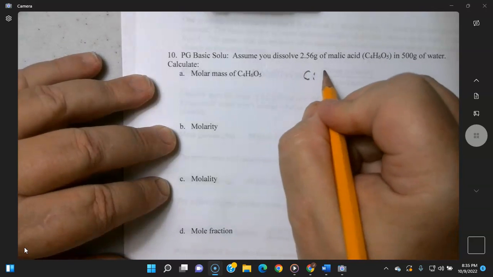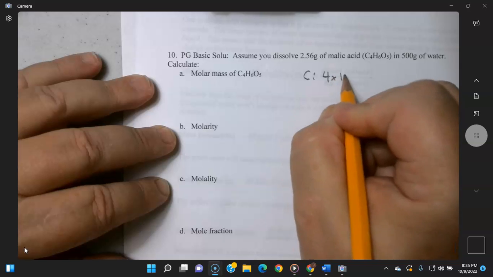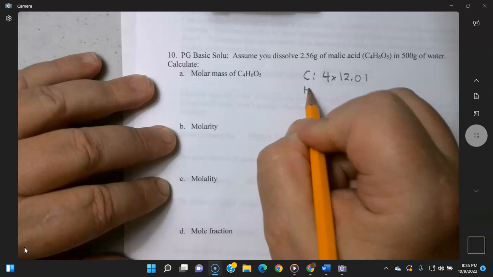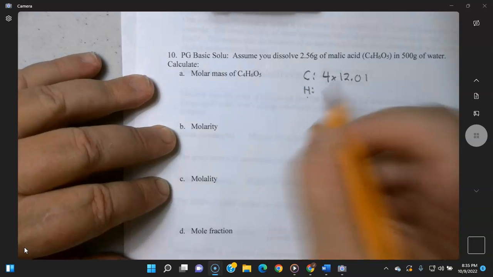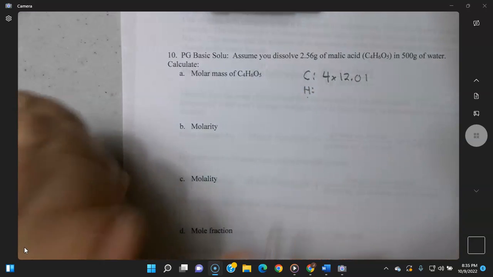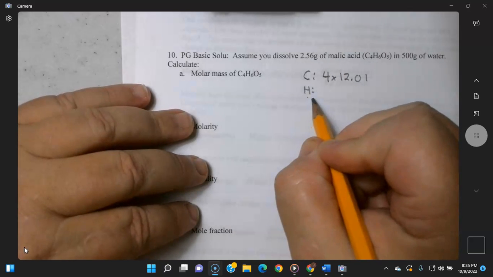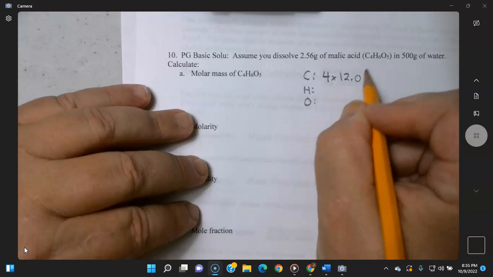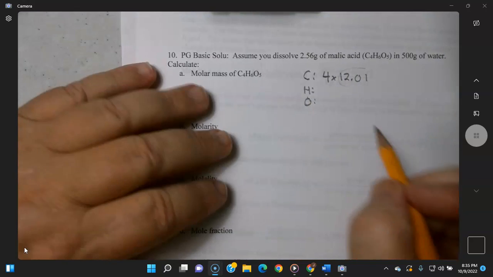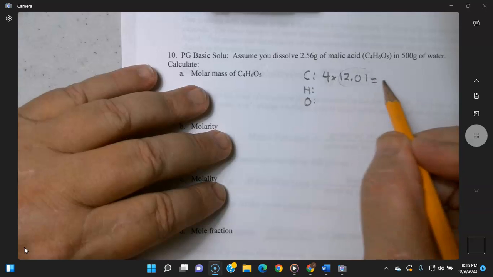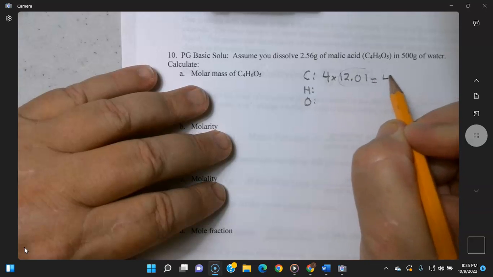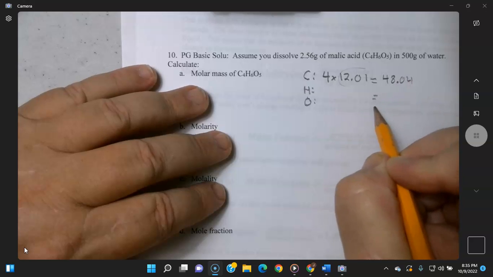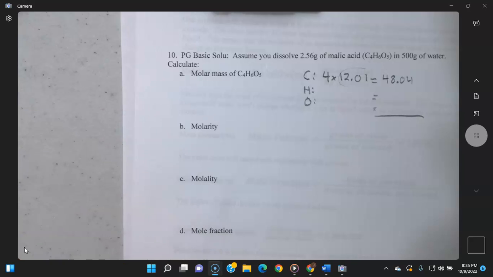You have 4 carbons times 12.01 per carbon. Then you have your hydrogen. How many of those do you have? And then you have oxygen. How many of those do you have? And what is the molar mass that you get? You get that from the periodic table. You get the other 2, and then you do all that. This one would equal 48.04. You figure out these 2, and then you add them up, and that's the molar mass of malic acid, okay?